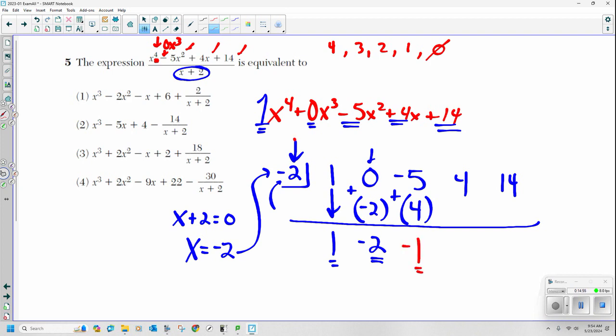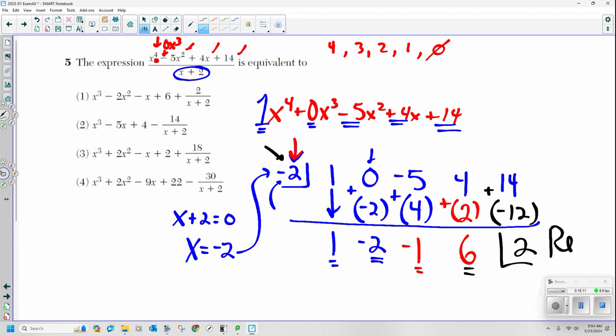-1 times negative 2 is a positive 2. Let's add them. That gives me 6. Okay. 6 times a negative 2 is negative 12. When I add them, that gives me 2. This last number is always my remainder.